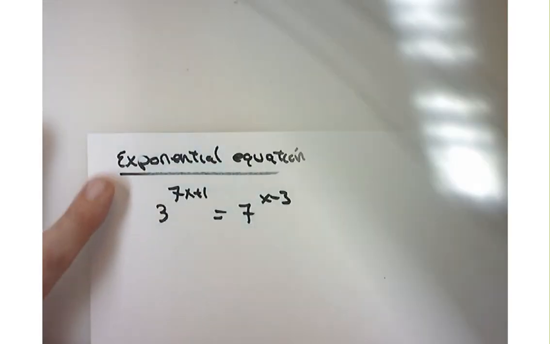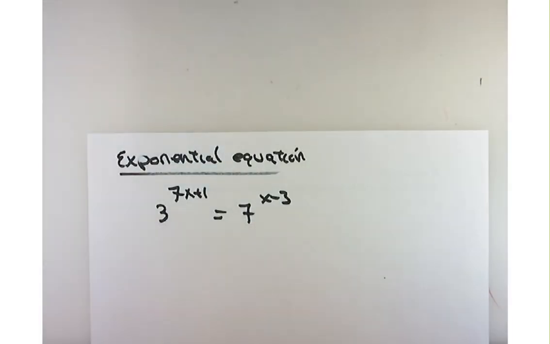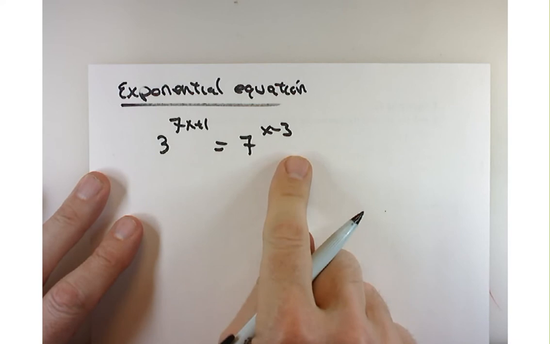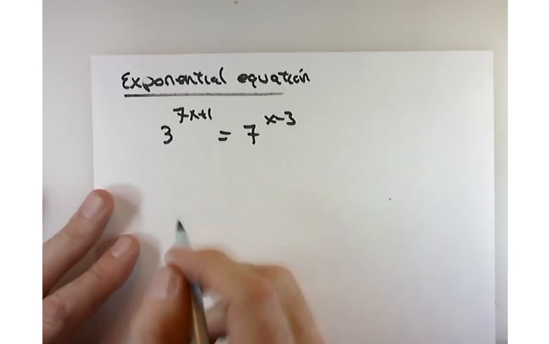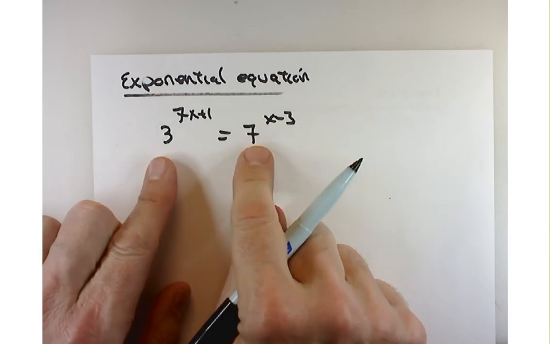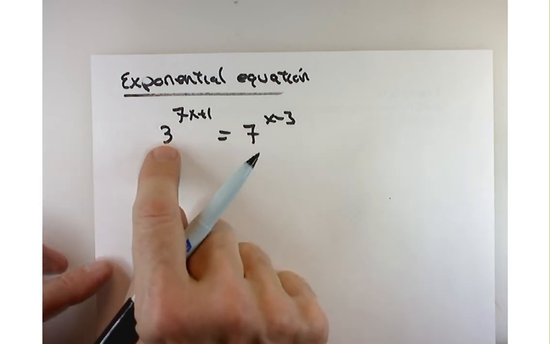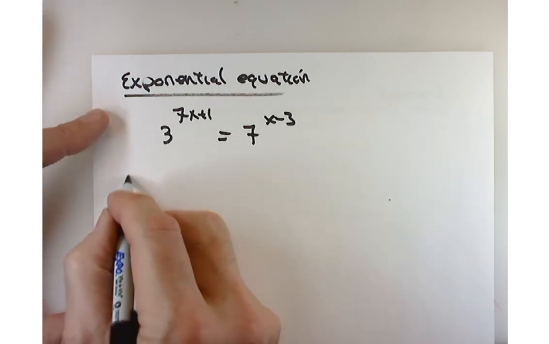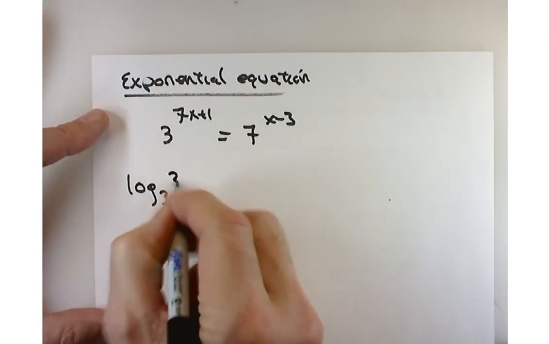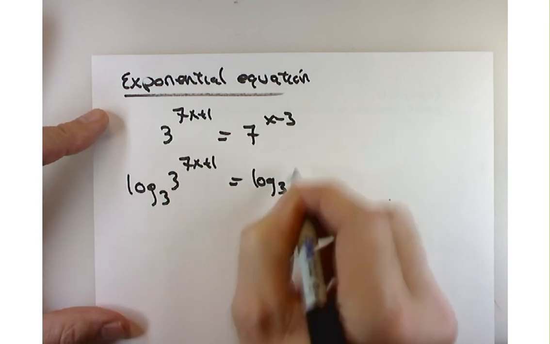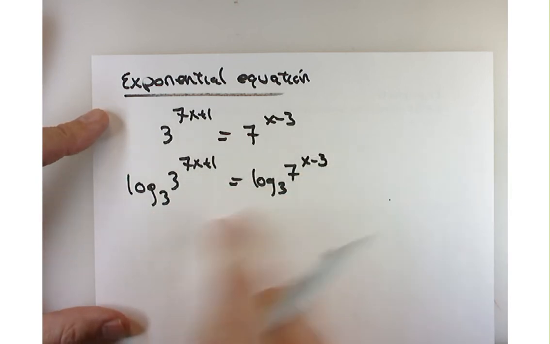Now it's not perfect, but we can try and make our life a little bit easier by taking the log of one base or another that might help out. You got to take the log of the same base for both sides. But just to make my life a little bit easier, I'm going to take log base 3 here. So what good is that going to do me? Log base 3 of 3 to the 7x plus 1 equals log base 3 of 7 to the x minus 3. How does that help me?